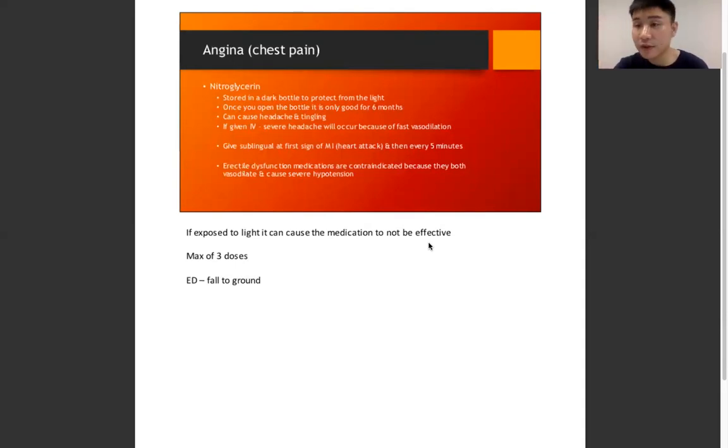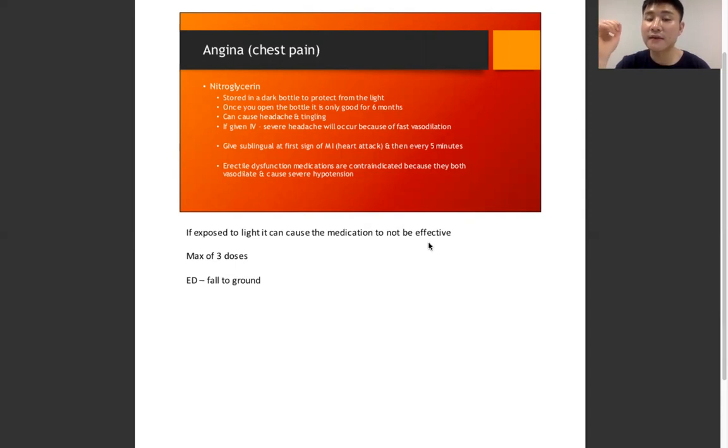So with nitroglycerin, we have to know where this medication can be stored. Nitroglycerin should be stored in a dark bottle to protect it from the light, a dark or amber bottle, okay? Once you open the bottle, it is only good for 6 months. Nitroglycerin can cause headache and tingling.